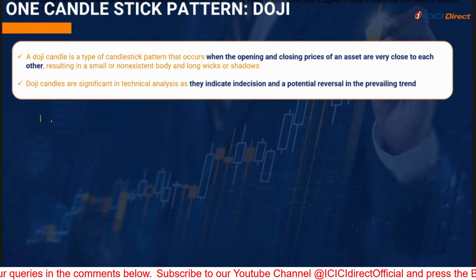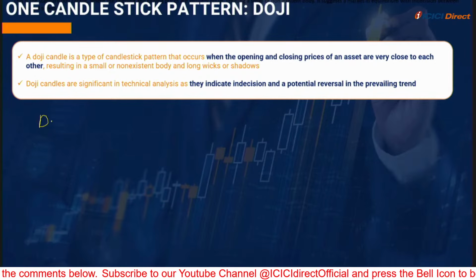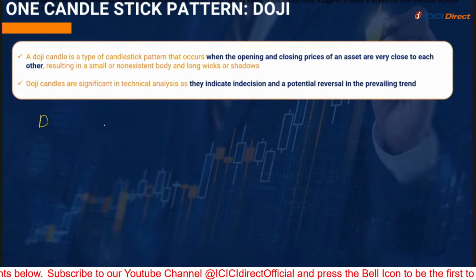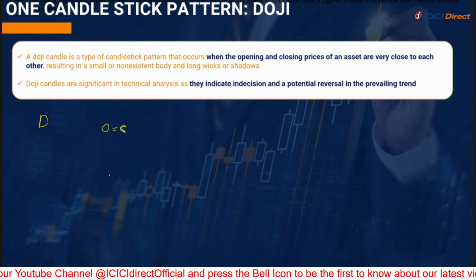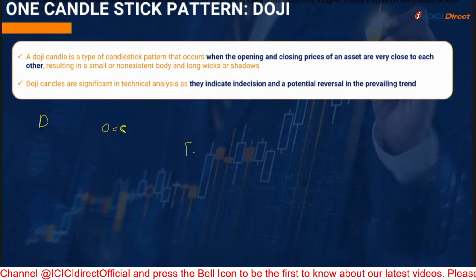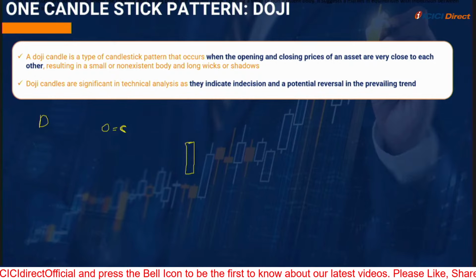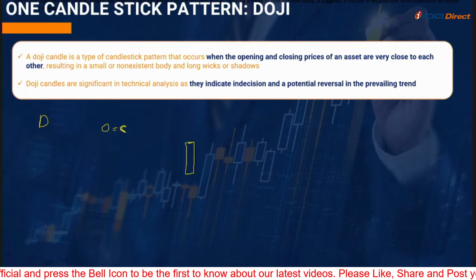So doji candle is the first basic candle that we teach in the one candlestick pattern. We'll have three kinds of doji pattern that I'll cover. But doji happens when your open price is equal to your close price. Right now, guys, we have seen a candle which has a body where open price and close price have some difference between them. But for a doji candle, your open price and close price should be ideally equal.